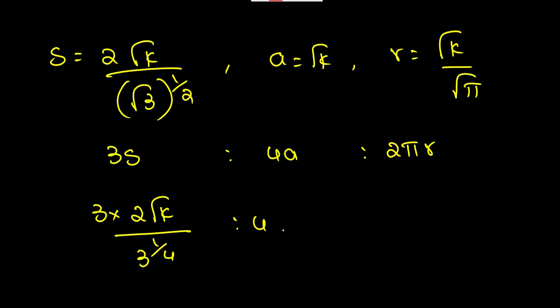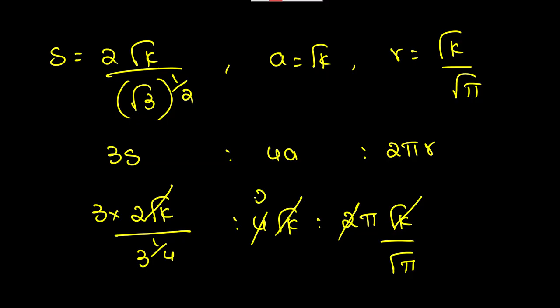Whereas this is 4 root k, whereas this is 2 pi root k divided by root pi. If you check, root k is common and cancels, and the 2s also cancel. Here, the first one is 3 divided by 3 power 1 by 4, which means 3 power 3 by 4. A power m divided by a power n is a power m minus n. 1 minus 1 by 4 is 3 by 4.